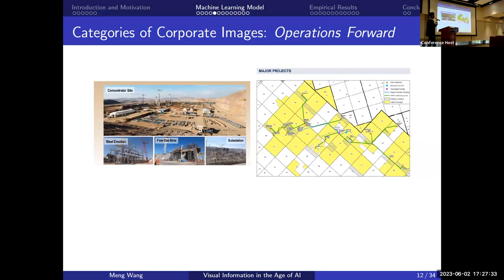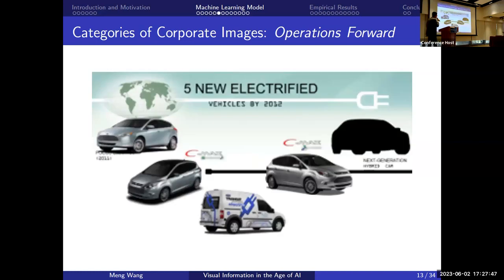what we have on this page, on the left-hand side, the first figure is a picture of a construction site, which is something completely in the future. On the right-hand side is a figure of a blueprint. And then we also have some examples of product design. These are the vehicle models that the firm is going to release in the future.